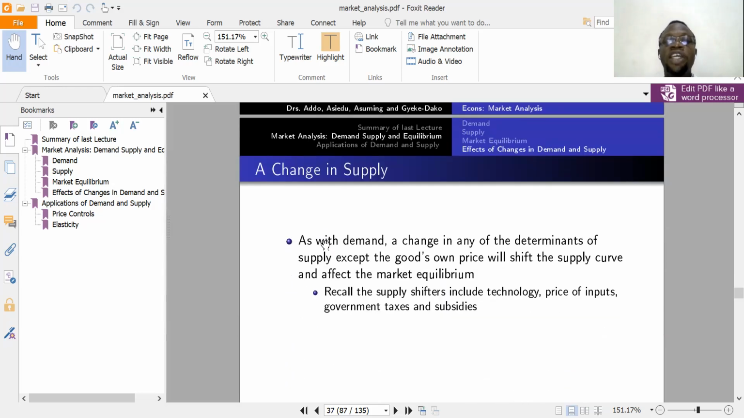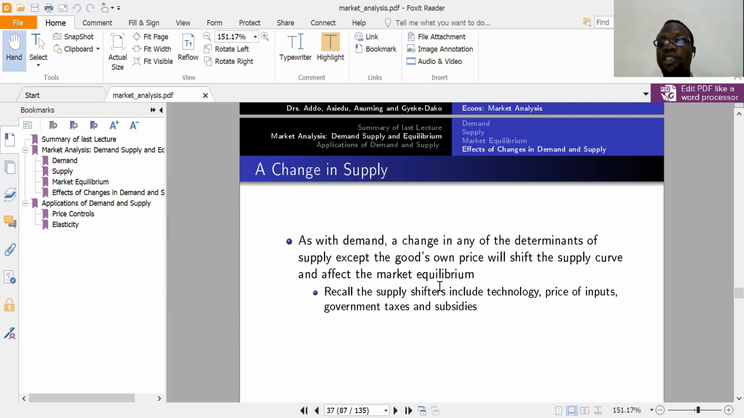You can have a change in supply, which means it's the supply curve that is rather changing, okay? And for this analysis, go to the last video we did at the end of the last session. I did some examples of the changes, okay? Spend some time on that. As with demand, a change in any of the determinants of supply, except the good's own price, will also shift the supply curve. So technology can shift the supply curve.